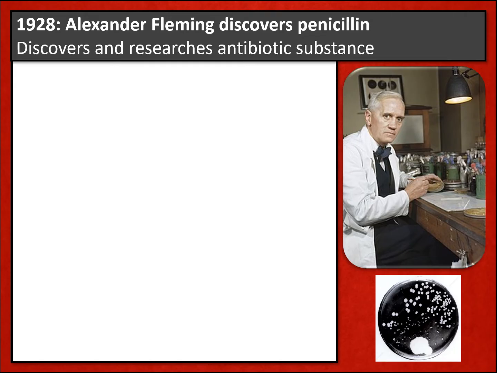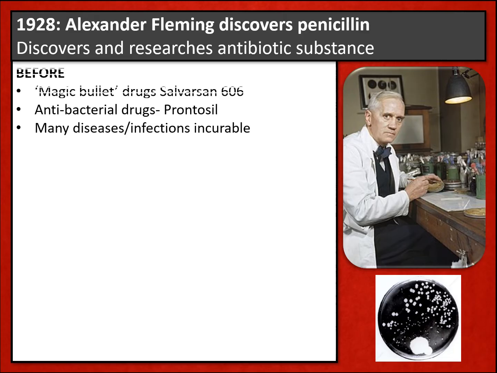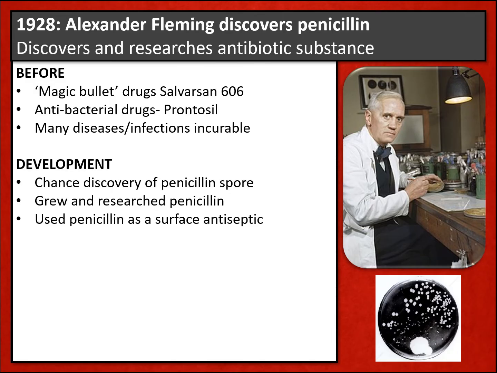Okay, so we're going to go to 1928 with Alexander Fleming's discovery of penicillin. So before Fleming's work, there were some, and only a few, effective treatments. Magic bullet drugs such as Salvarsan 606 and some antibacterial drugs. However, many diseases and infections were incurable, and lots of diseases that we would take for granted today as being things that wouldn't kill us.